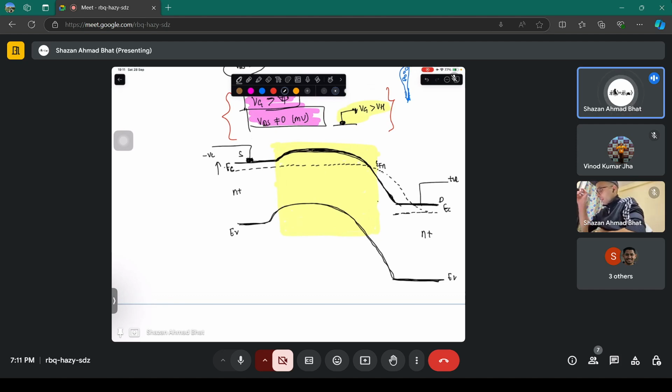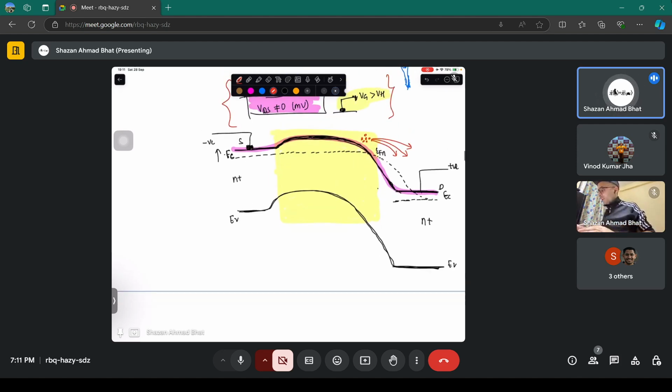So what has happened now? Now the main thing, just think about this particular band. You have created such a band bending that if some electrons are present here, they will just rush towards this end because of the drift, because there's huge band bending at this place. And why is there a huge band bending?